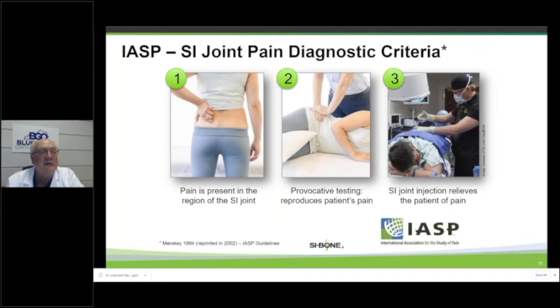So how do we figure this out? Well, the first thing we'll do is lay you on your side and put you on the pelvis. And I'll push on your pelvis and twist it and move it around and see if it causes your pain. If that causes your pain, that's pretty sure where it's coming from.